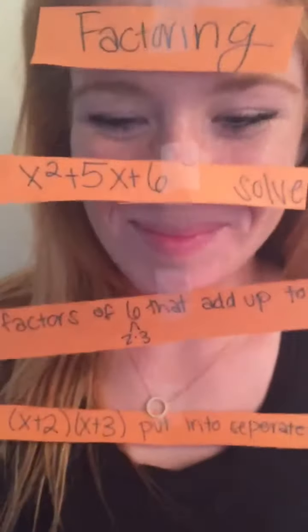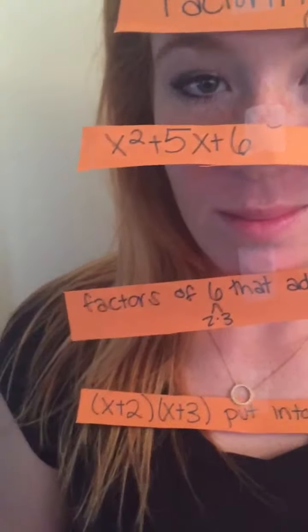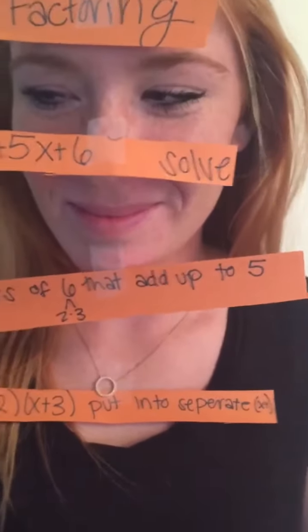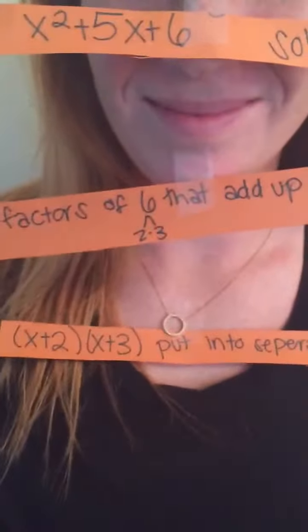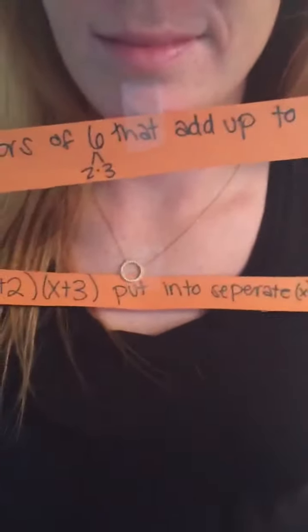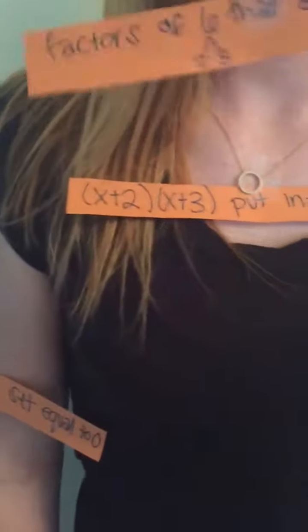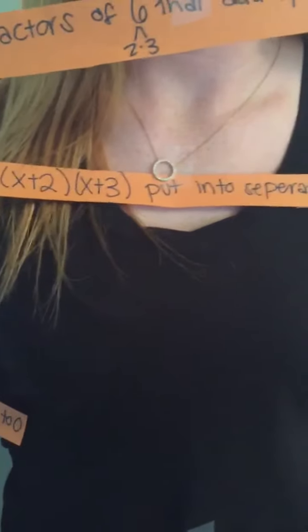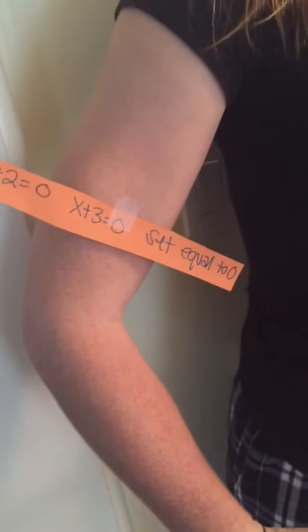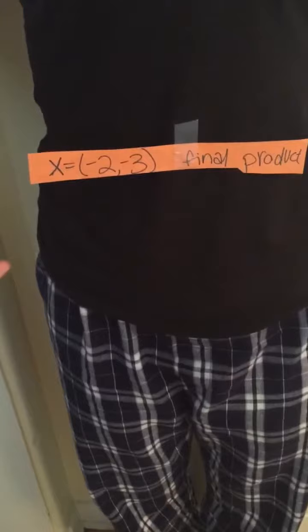Factoring. Alright, x squared plus 5x plus 6, and you're going to solve that. You're going to have factors of 6 that add up to 5, which is 2 and 3. So you put that into 2 different parentheses, so it's x plus 2 times x plus 3. Now you set them both to 0, and then x equals negative 2, x equals negative 3. So then you put them in the brackets and it makes x equals negative 2, comma, negative 3.